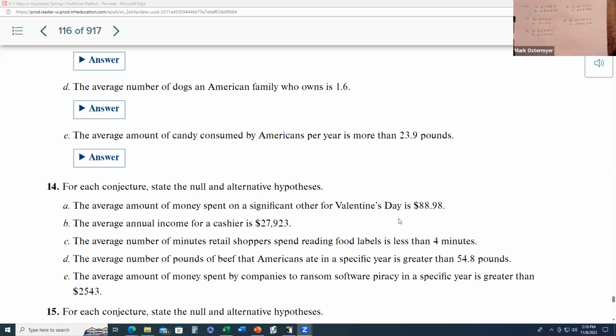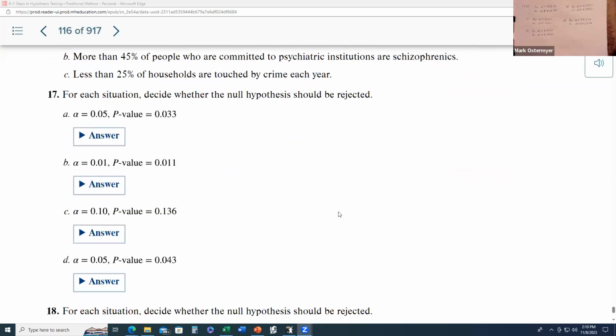Okay, let's move on down now to number 17. Now it says for each situation, decide whether the null hypothesis should be rejected. Okay, does anybody remember that little rhyme I put forth regarding the p-value? How did that go for p? How'd that go for p small? Reject the null. Reject the null.